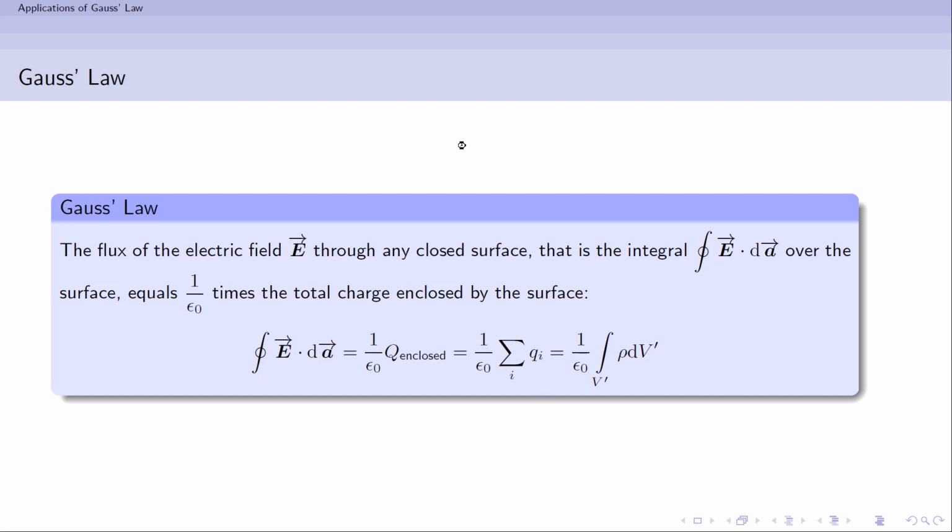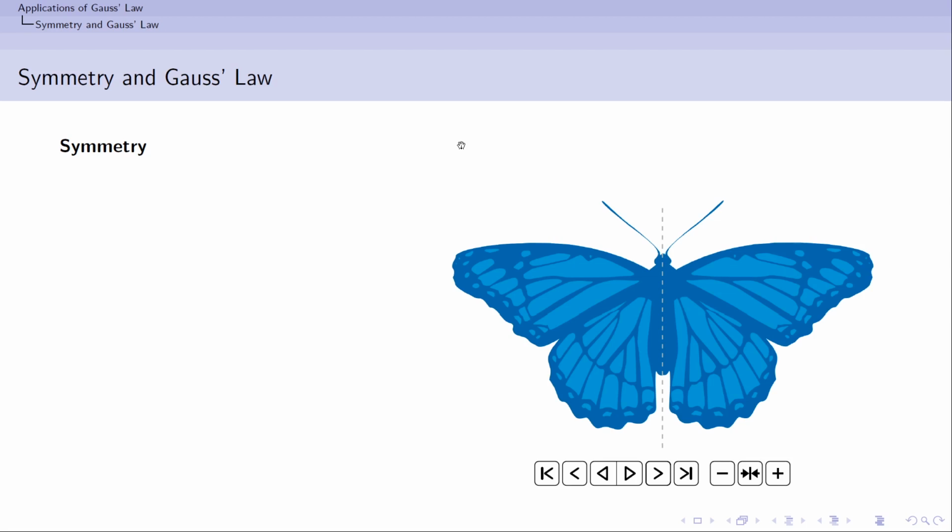Now we will see how symmetry plays a role in applying the Gauss law when it comes to finding the electric field in certain kinds of distributions. When we say symmetry, what comes to our mind immediately is objects like, for example, this butterfly. We immediately have an instinct that this butterfly is symmetric, but then we need some kind of qualitative markers which will help us to judge the kind of symmetry that we are seeing.